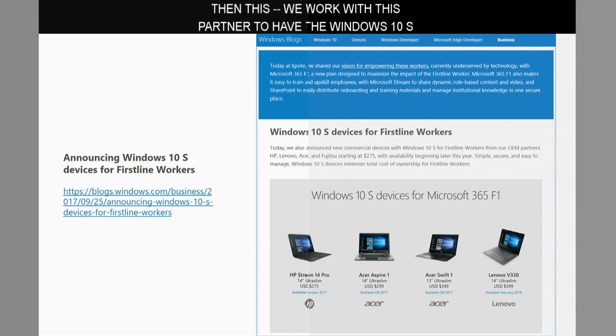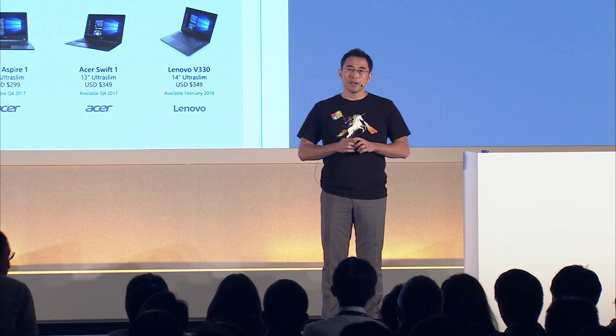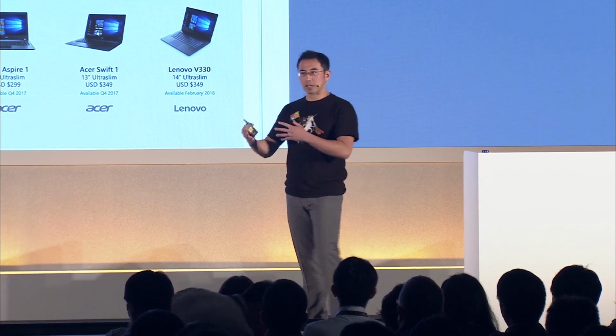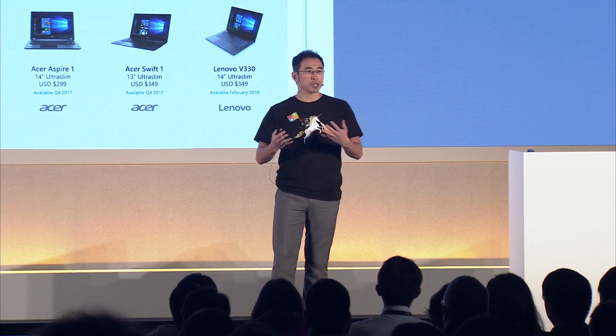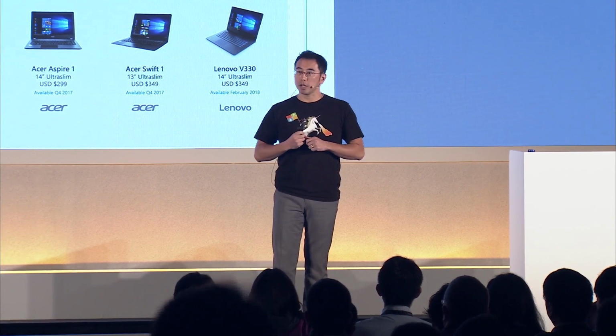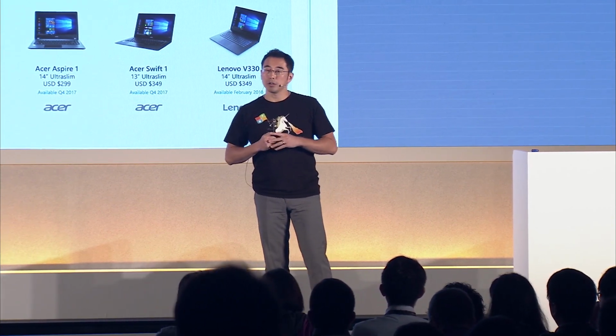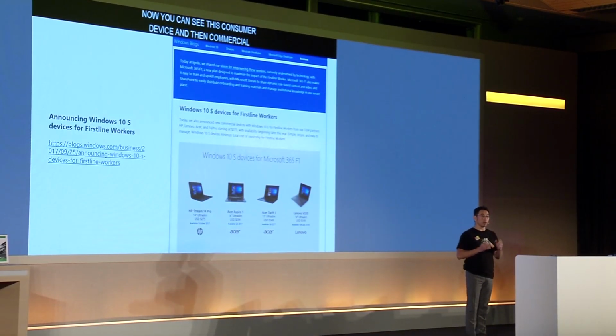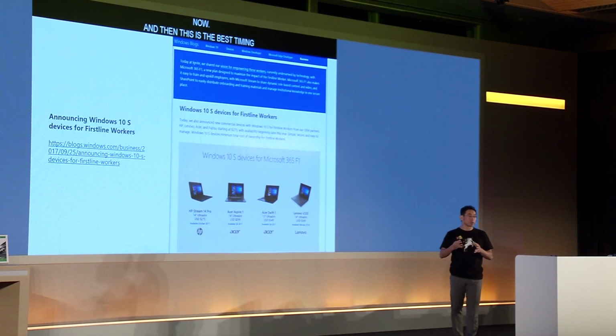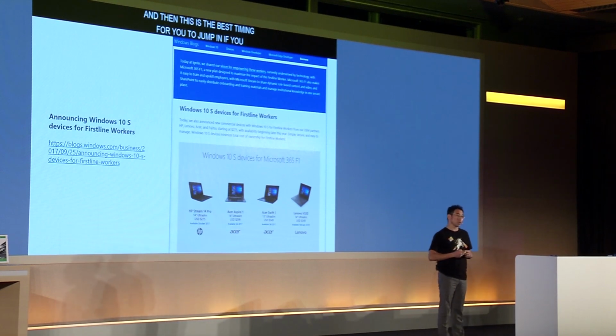So now you can see, last June, I explained Windows 10 S. At the time, there was basically no device there. That's kind of tough, we just started the journey in the May-June timeframe this year. And now you can see this consumer device, and then commercial devices will come, and you'll be able to feel, okay, Windows 10 S is coming right now, and this is the best timing for you to jump in if you haven't planned yet. And also, if you already have a plan, this is a great timing for you to expand this more and more and more.